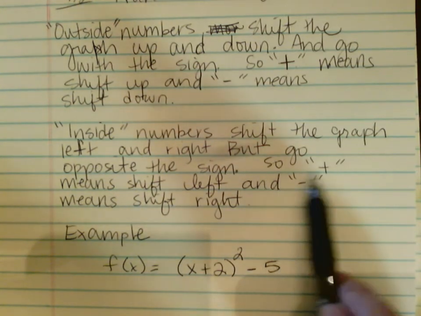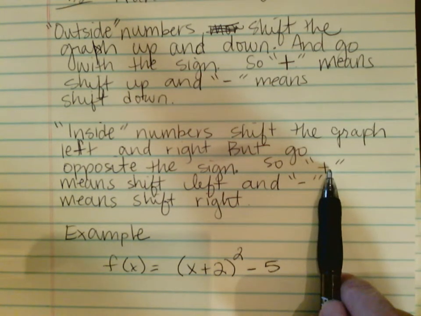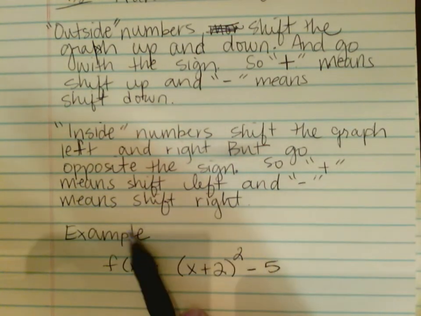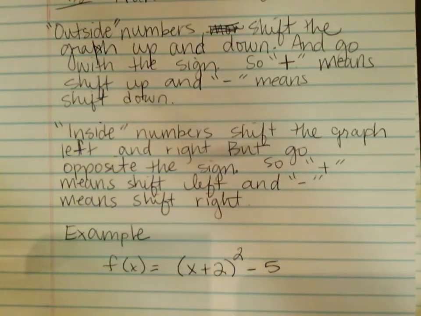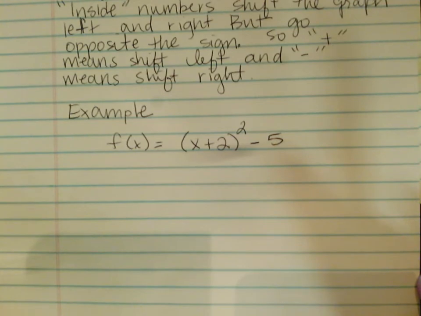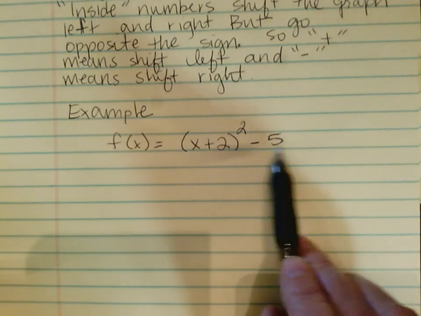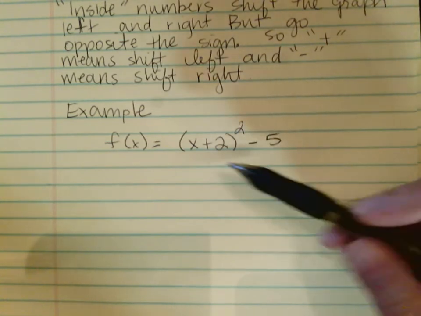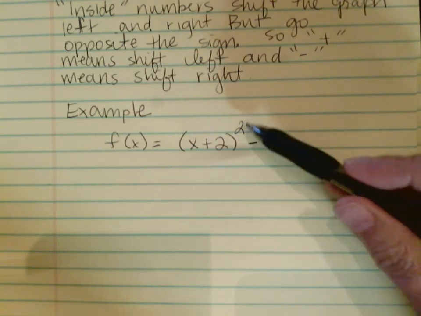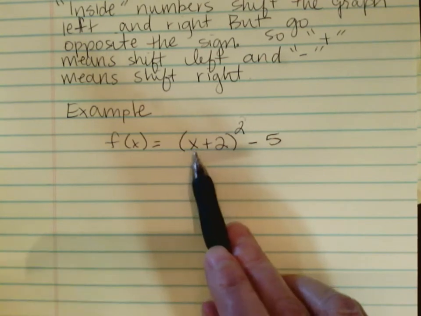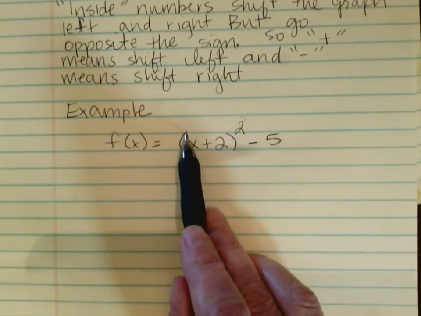So, for instance, if you have a plus a number on the inside, that actually means to shift the graph to the left, and a minus means to shift the graph to the right. For example, if you have a function that says f of x equals (x plus 2) squared minus 5. This squared is actually what gives it its shape. Anytime you have an x squared graph, it's going to be that U shape or that parabola shape that we've seen before.